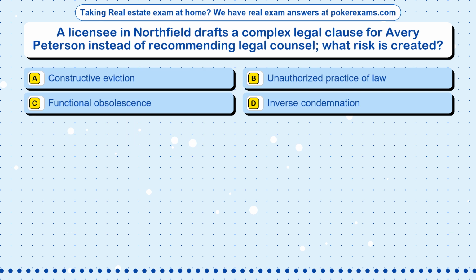Question 18. A licensee in Northfield drafts a complex legal clause for Avery Peterson instead of recommending legal counsel. What risk is created? Option A, constructive eviction. Option B, unauthorized practice of law. Option C, functional obsolescence. Option D, inverse condemnation.